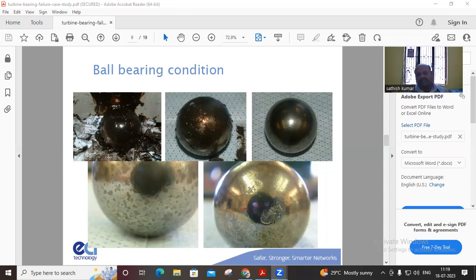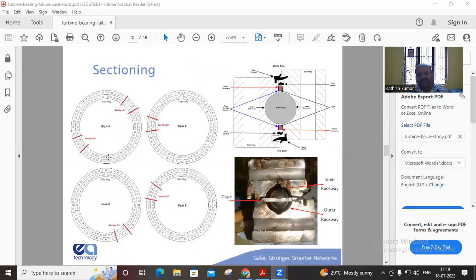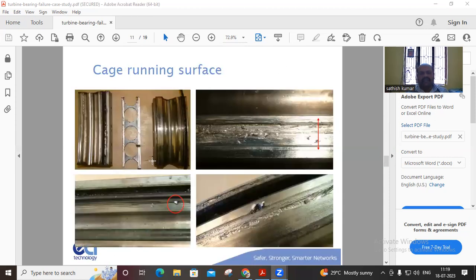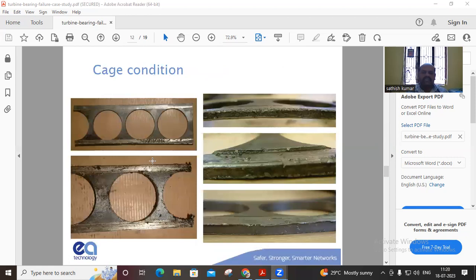There is some damage to the ball. So they are sectioning inner raceways and outer raceways, and then seeing what is happening in the turbine ball bearing, and the cage running surface will also have some scoring marks. So this is the cage condition, and we have erosion of materials.